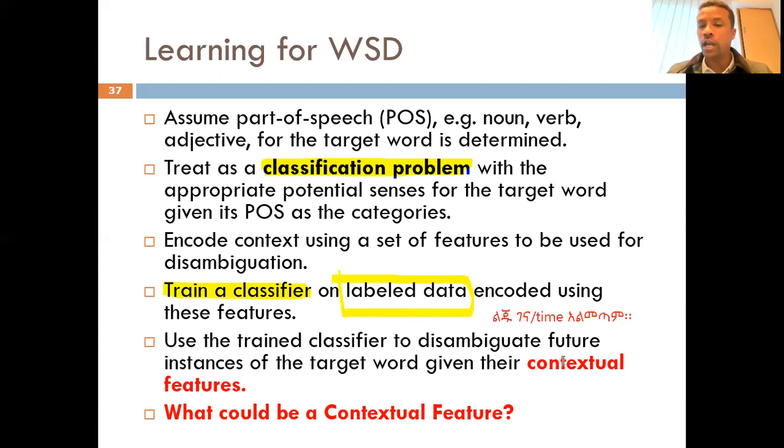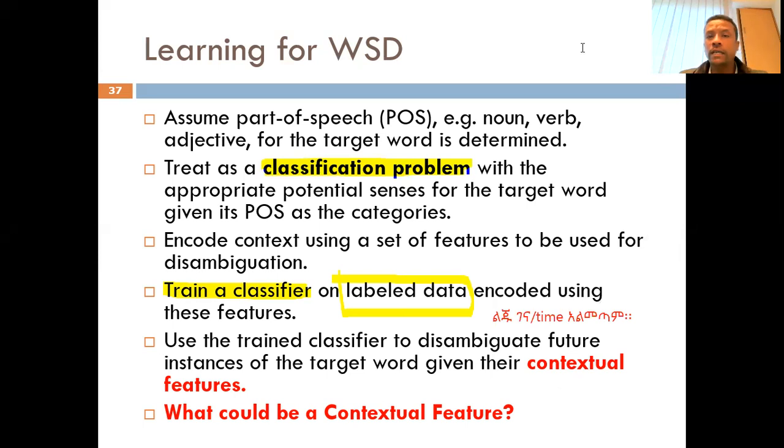And you can give such a sentence to a learning algorithm so that it can create a relationship between the words in the sentence and the tag for that ambiguous word. So we can train our classifier using such contextual features.